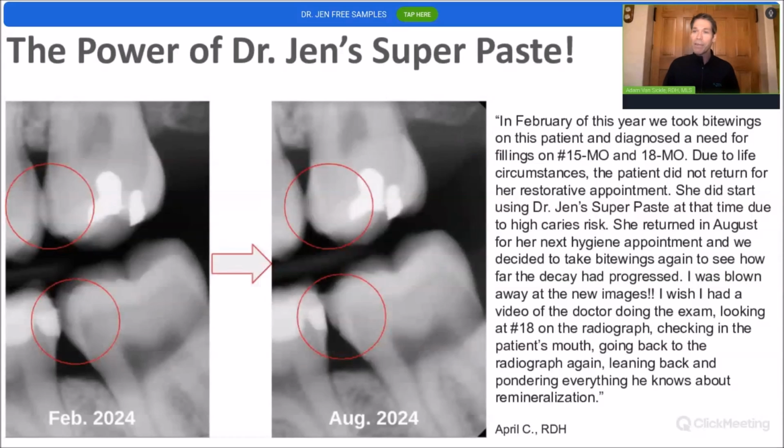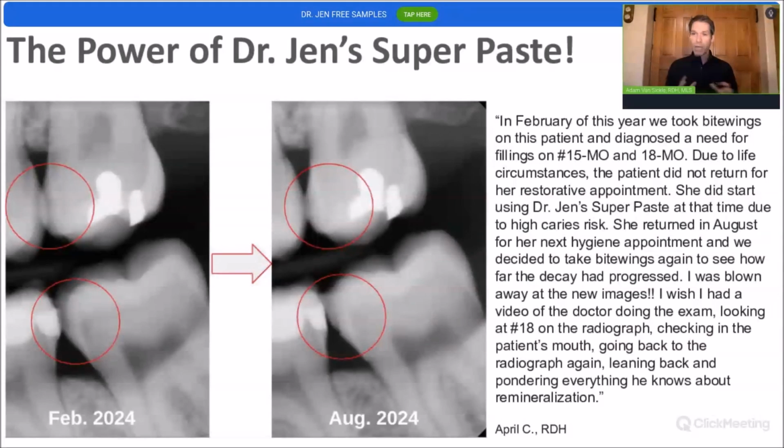This is an email actually that I got from a hygienist just 2 weeks ago. They started carrying Dr. Jen's Super Paste in their office in January, recommended it to their patient in February here that has the bite wings. You can see the incipient lesions in February on 15 and 18. And then this patient wasn't able to come in for her restorative appointment. But she did continue to use the Dr. Jen Super Paste twice a day.